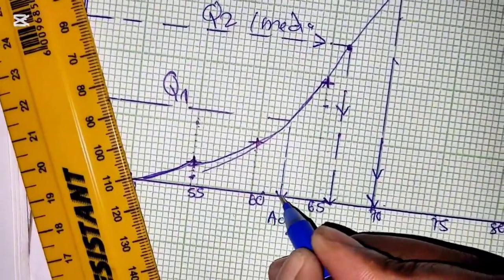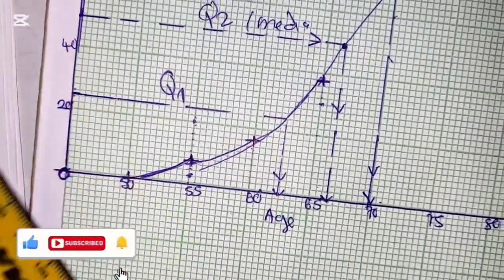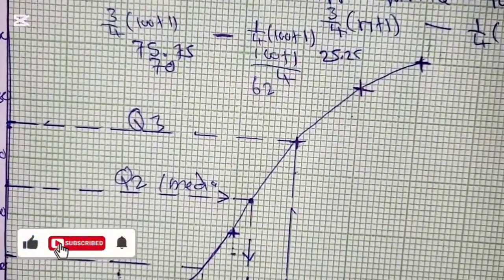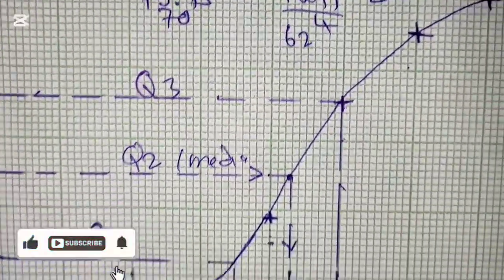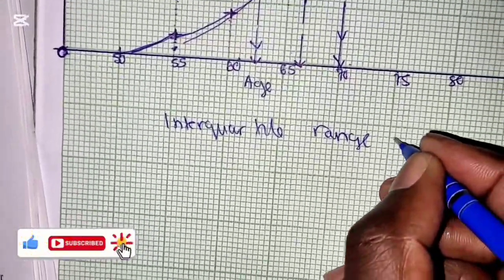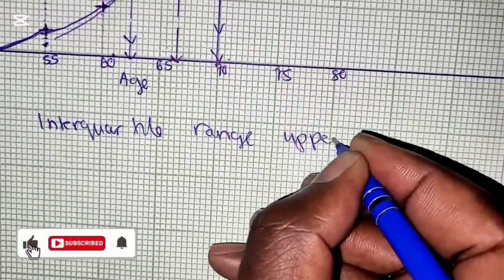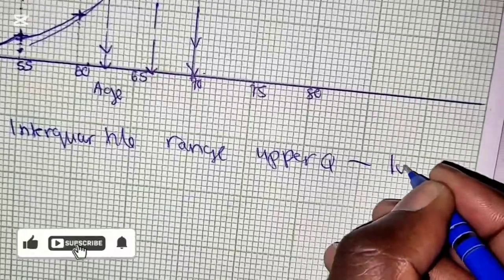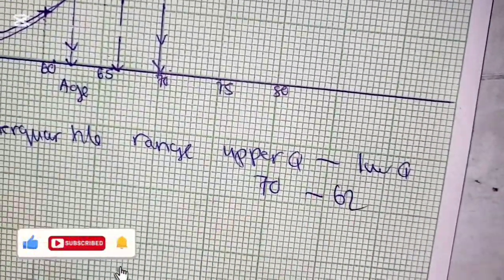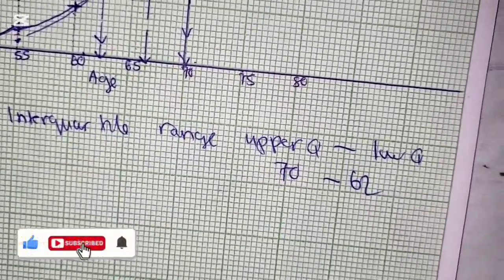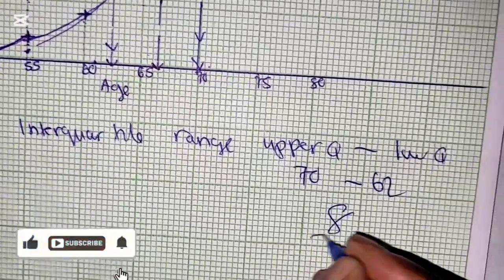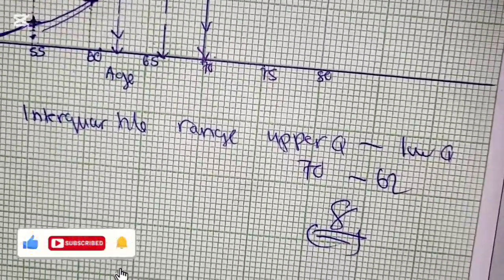This is 61, 62. Okay. So we get 62. So we're going to say the interquartile range is upper quartile minus lower quartile. Upper quartile we get 70 minus lower quartile we get 62. So we're going to say 70 minus 62 to get 8. That's our answer.